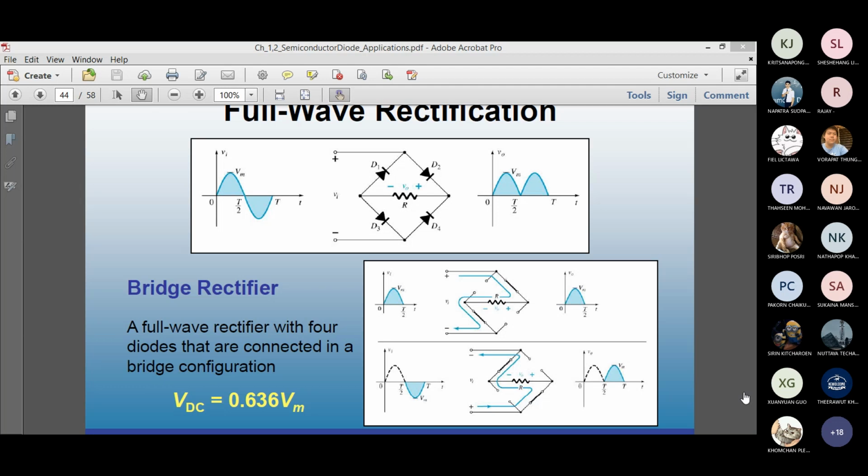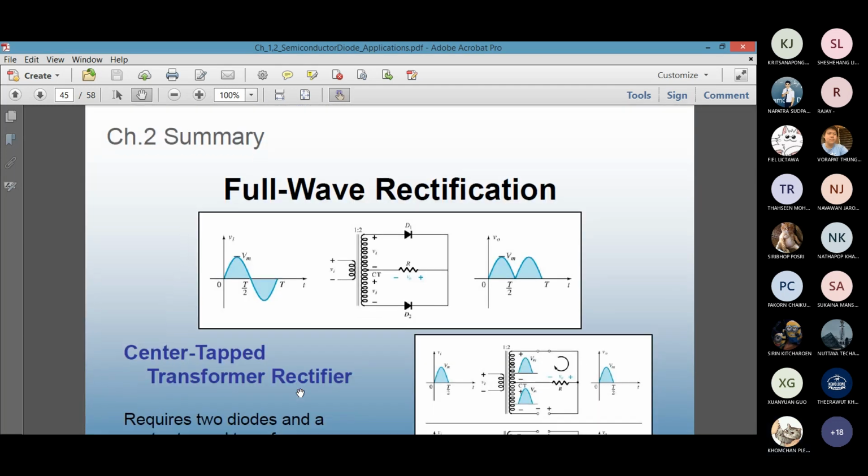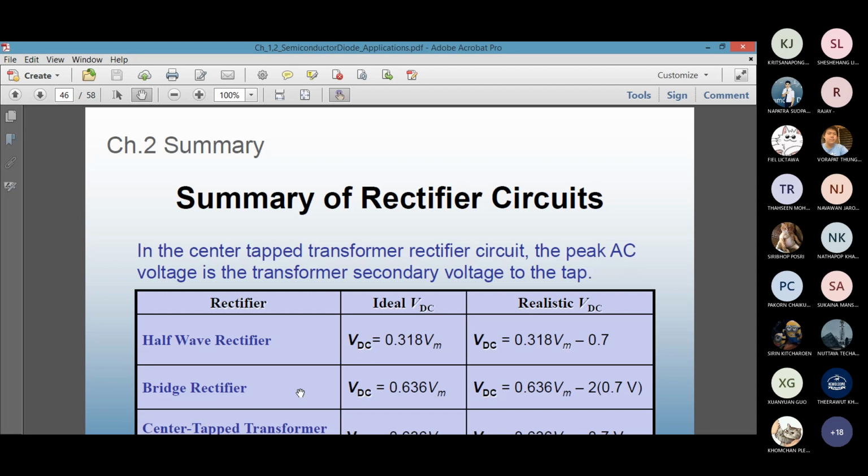Center tap transformer. Center tap is like this. Oh, I see. Yeah, I remember that. This one is one of the full wave rectifiers where you need only 2 diodes, not 4. The secondary side of the transformer, when you tap at the center, you create 2 half cycles there. So you can have full wave rectification without using 4 diodes.